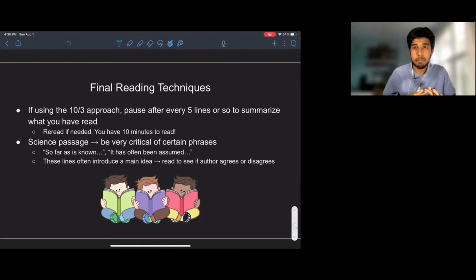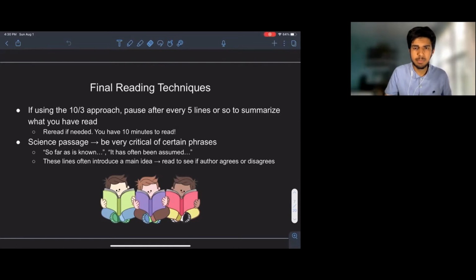You're taking time to pause and making sure you understand everything that's occurred. And if you didn't, well, you just reread those lines that you didn't understand. You have the luxury of time of reading for 10 minutes, so you should be spending that to understand everything. So read a little, pause, and take some time to summarize to yourself.